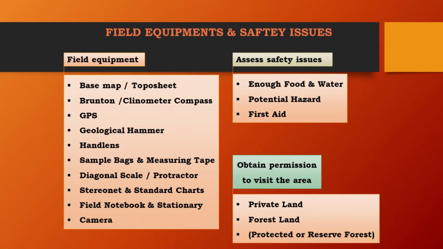While carrying out fieldwork, we should have precise equipment like a base map and topo sheet to see the accessibility to the area, Brunton or clinometer compass for collection of structural data, handheld GPS for location, geological hammers for breaking samples, hand lens for seeing megascopic properties of the rock, sample bags and measuring tape for collection of the samples, diagonal scale, protractor, stereo nets and standard charts, field notebook and stationery for writing and data plotting, and a camera for collecting field photographs. During fieldwork, we should also be careful about enough food, water and potential risk for any mishap.